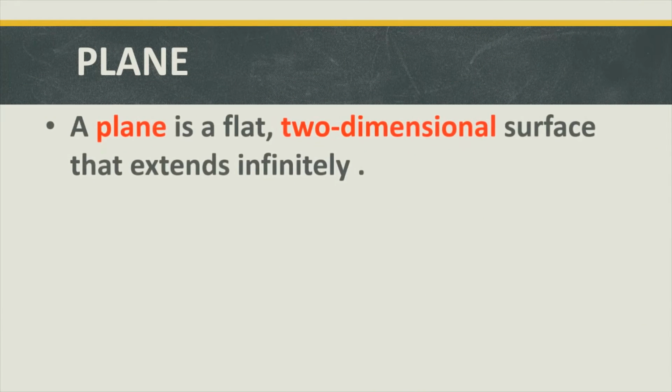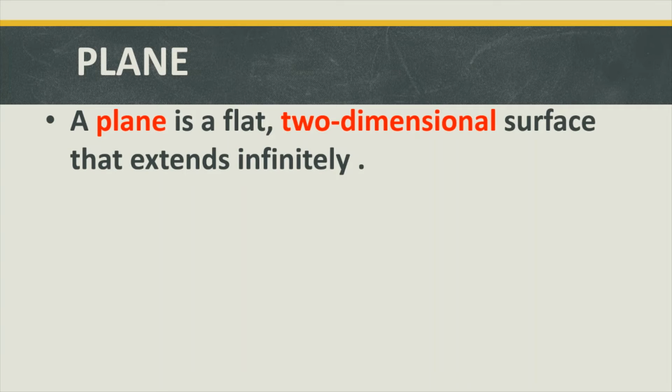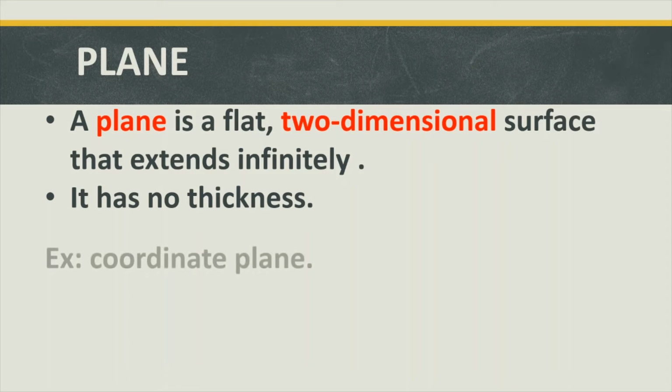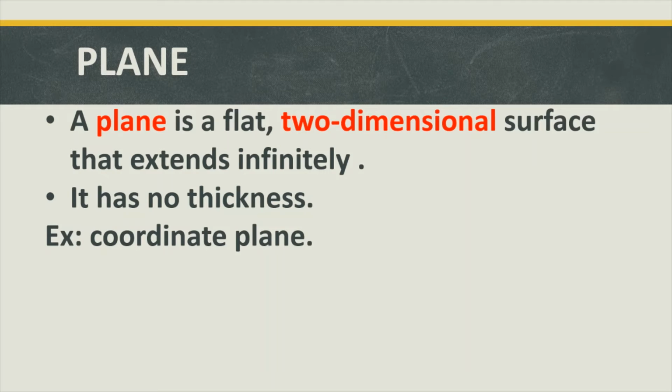Plane. A plane is a flat two-dimensional surface. As we know, two-dimensional is only length and height. A plane extends forever in all directions. It has no thickness or width. Example is a coordinate plane.